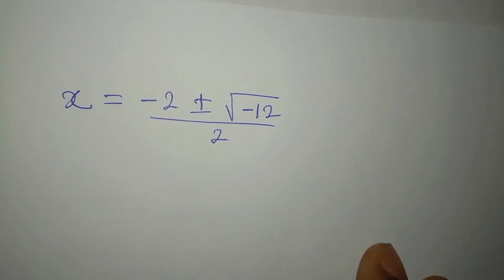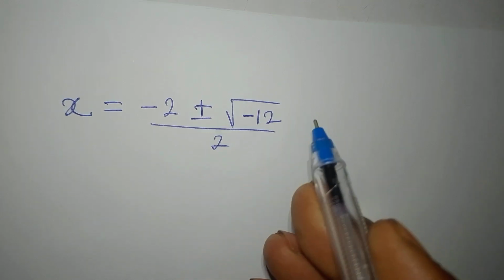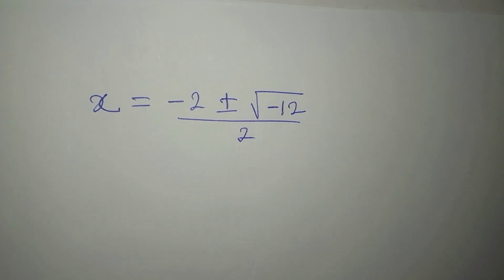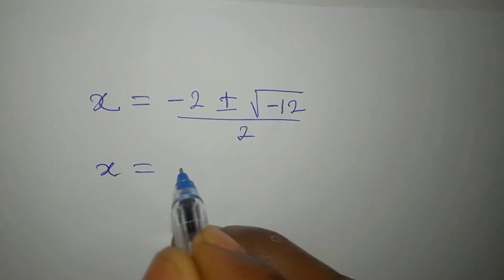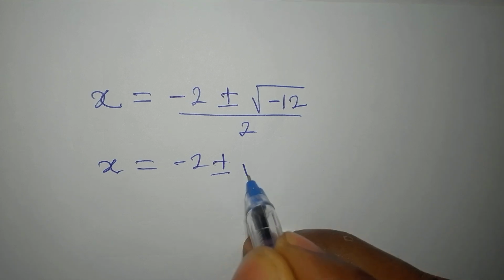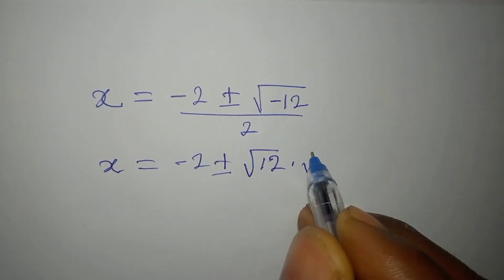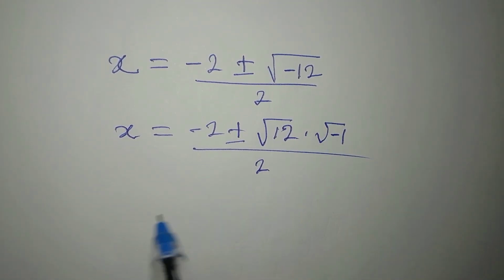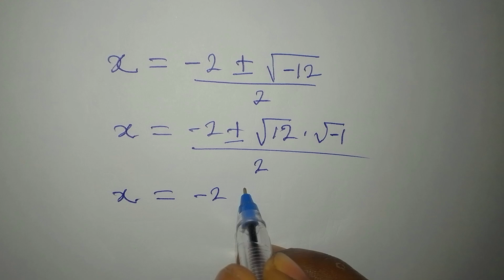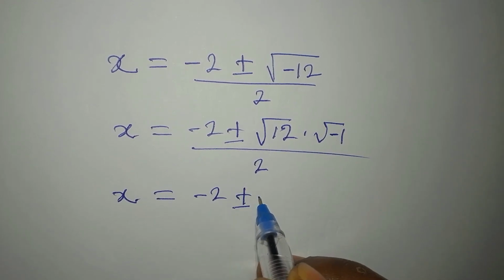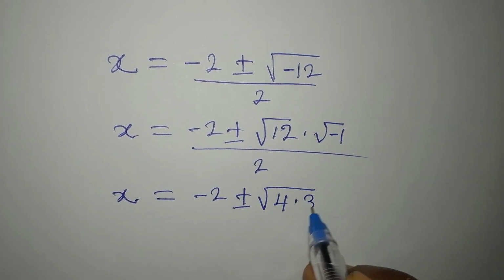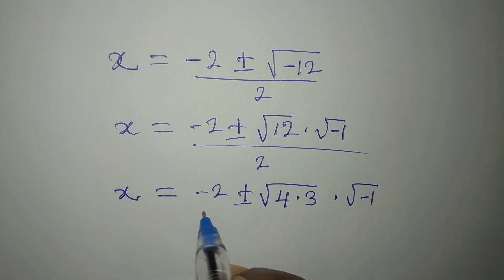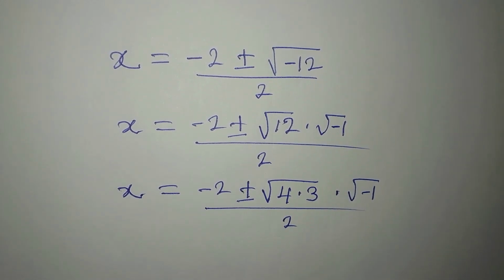Okay, so because we have a negative value here, a negative root, it means that this is not possible. It will give us a complex solution, but let's bring it out. So x is minus 2 plus or minus, this is square root of 12 times square root of negative 1, everything over 2. We can simplify root 12. So x is minus 2 plus or minus, then we have square root of 4 times 3, and that is root 12. Then multiply by square root of negative 1, everything divided by 2. So we continue.